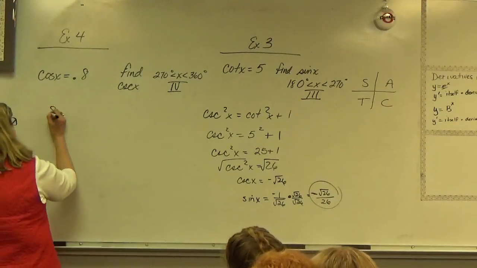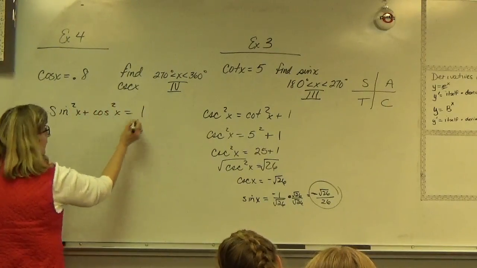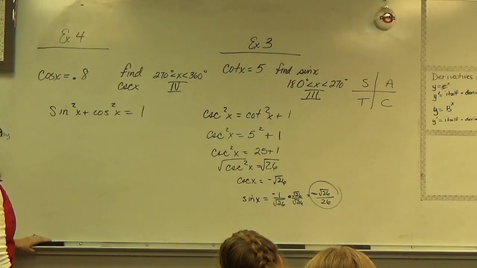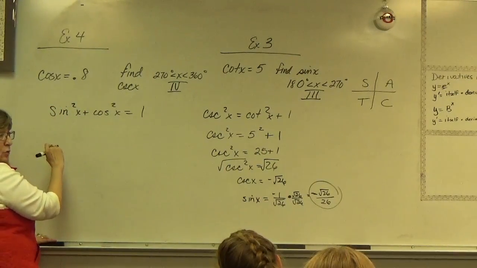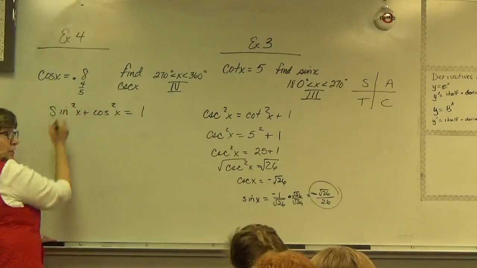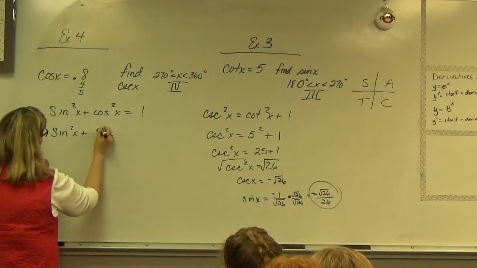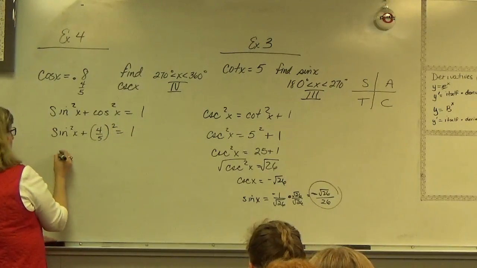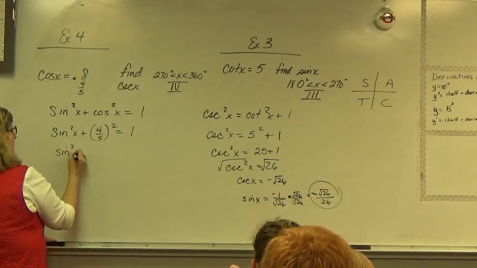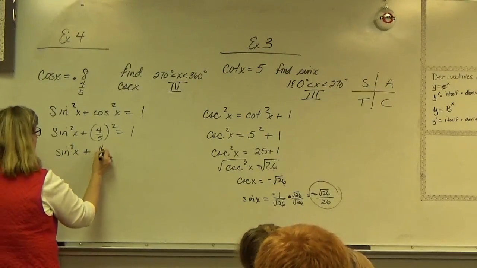So we're going to say sine squared plus cosine squared equals 1. Cosine's 0.8, but isn't that 8/10? So doesn't 8/10 reduce to 4/5? So that's what I'm going to use. So what's 4/5 squared? 16/25.